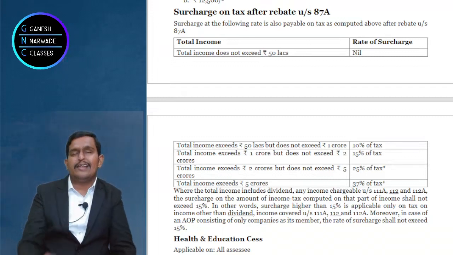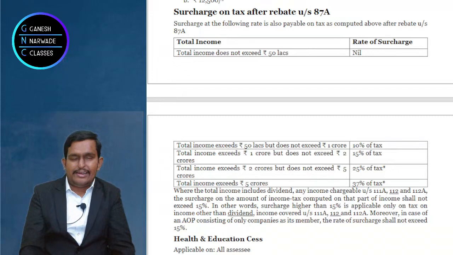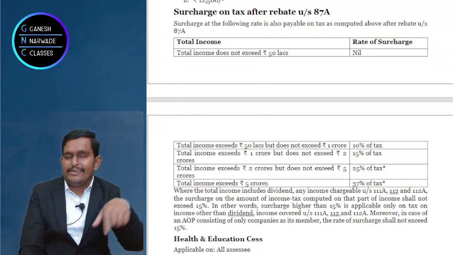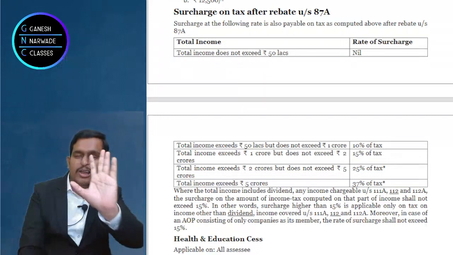I said something, let's again focus on. I said that if your income is up to 50 lakhs rupees, is there any surcharge? No surcharge. Right? If income is 50 lakhs 1 rupee to 1 crore, 10% surcharge. If 1 crore 1 rupee to 2 crores, 15% surcharge. 2 crore 1 rupee to 5 crores, 25% surcharge. 5 crore 1 rupee or above, 37% surcharge.